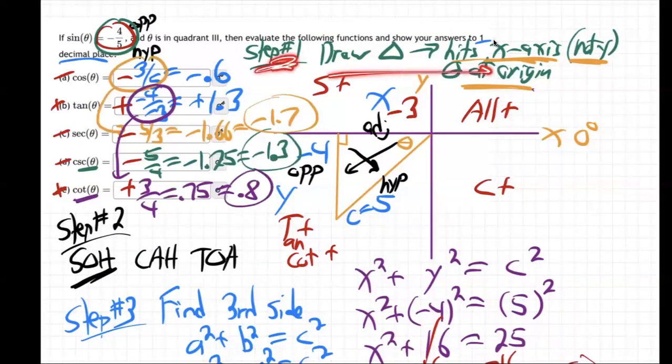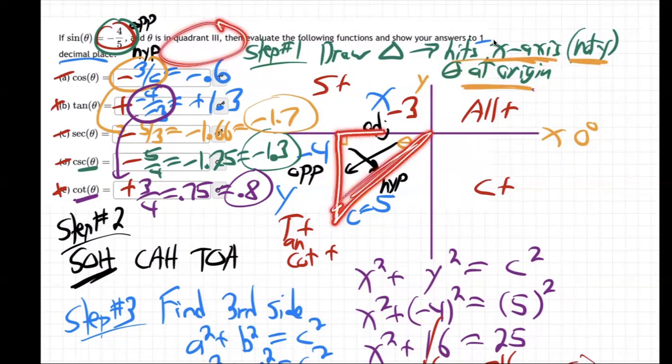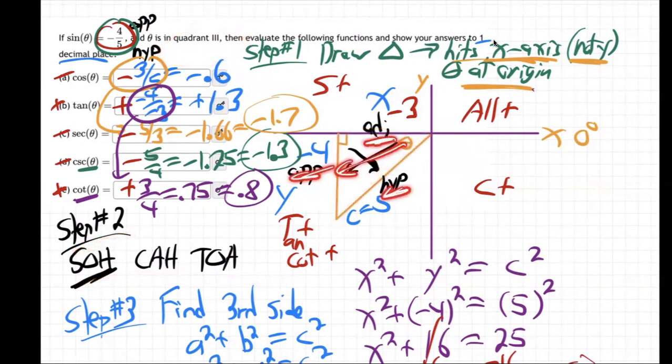Step number 1, we draw the triangle. Make sure it hits the x-axis and theta's at the origin. So I went in the third quadrant because they told me third quadrant. And then I hit the x-axis and I put theta at the origin. Step 2, use SOHCAHTOA, meaning this is opposite hypotenuse adjacent. And sine is opposite over hypotenuse. So this is opposite hypotenuse. I filled in opposite hypotenuse.